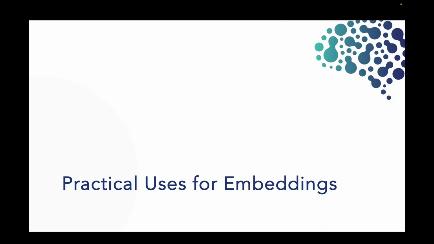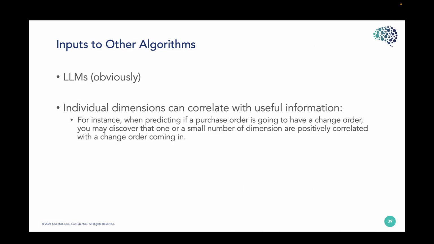Okay, so let's talk about some of the practical uses for embeddings. Now that we've gone to all the trouble of training these word vectors, what do we do with them? Well, the first thing is you can use them as inputs to other algorithms. It is difficult or impossible to take just text and input it into another algorithm. Typically, algorithms work off of numbers. So creating these word vectors gives you a nice entry point to using more traditional machine learning algorithms.